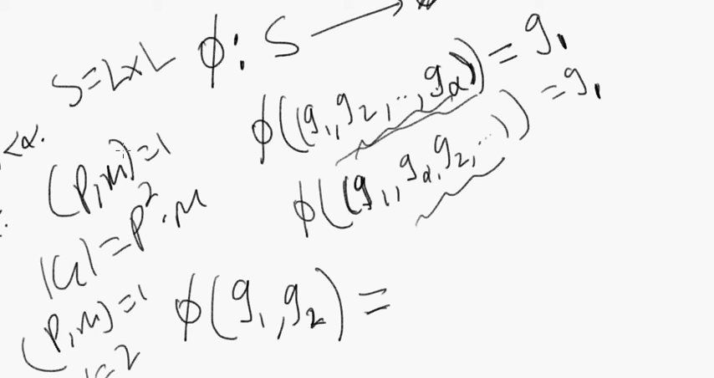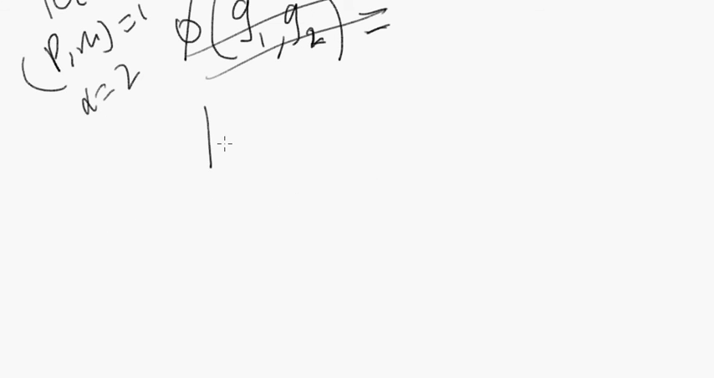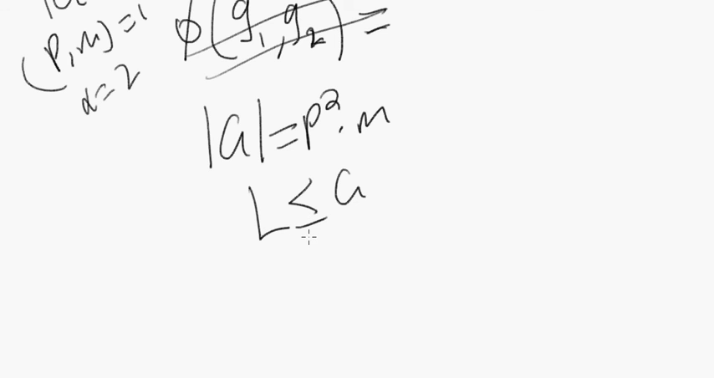Is this confusing so far? We just want to work with a special case, maybe that will help us. So we're assuming that the order of G is P squared times some M. P and M are relatively prime, and we're saying that maybe we found some subgroup L of G such that the order of L equals P, okay?